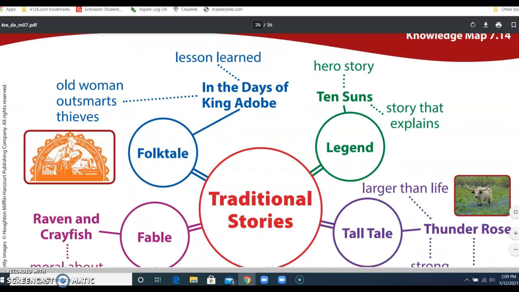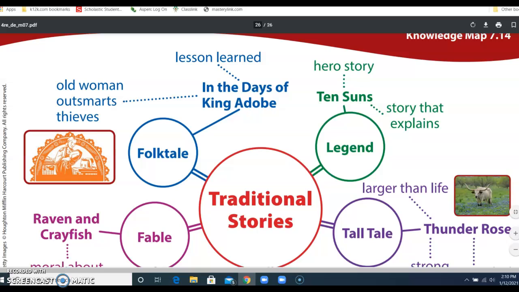So on the traditional stories where it said folk tale, the folk tale that you read was In the Days of King Adobe. It says the old woman outsmarts the thieves. So that was just an idea of what the story was about. It tells us what happened. And there was a lesson learned in the folk tale. You might have written down what the lesson was that was learned, but the key takeaway is there's a lesson that was learned. If you look over to legend, the legend was the Legend of Ten Sons. This was a hero story. It was a story that explains how something happened.